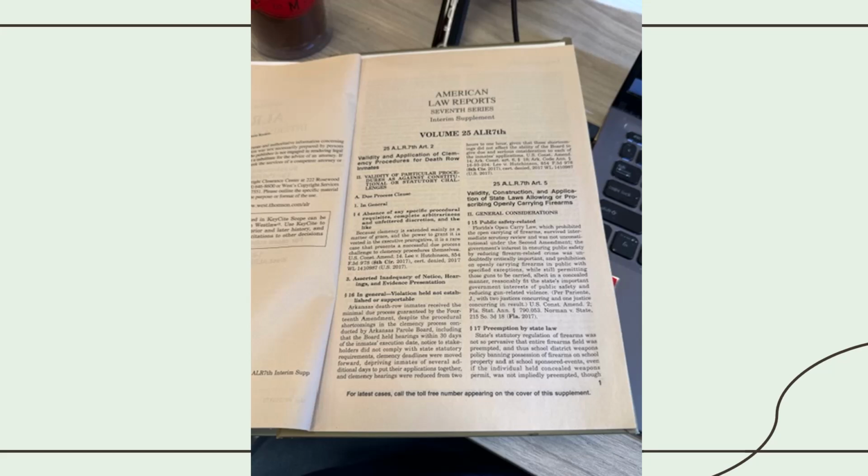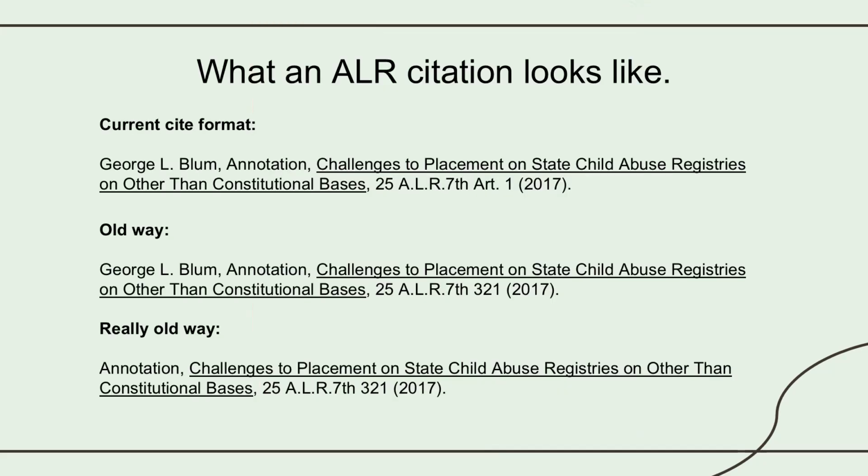The older sets have some additional ways they were updated, but I don't think we really need to go into that. Now, this is not a Bluebook or citation class, but I do want you to know what the citations to ALRs look like so you'll recognize them if you see them. The current citation format is the author, then the word annotation, then the title, then the volume, the series, and then you'll see they've stuck in there Article 1.